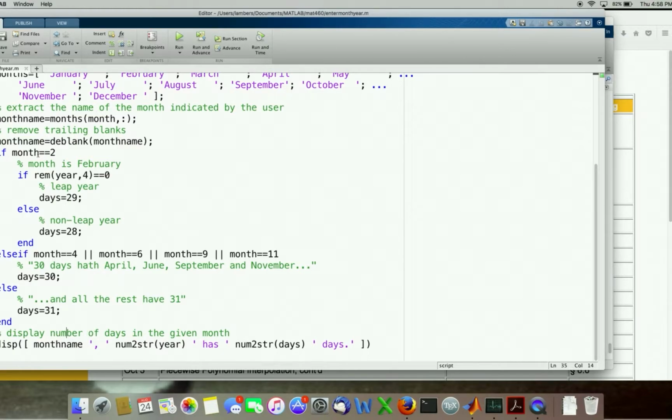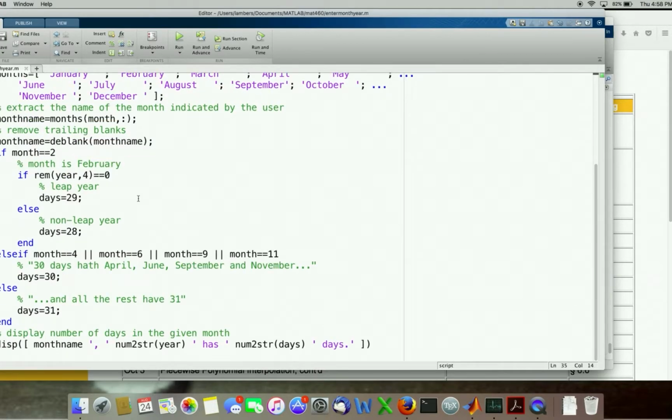Also notice in if statements, like in C and C++, double equals is used for comparison as opposed to a single equals for assignment. And the same and and or operators used in C and C++ are used in Matlab. So a double vertical bar for or, and a double ampersand for and.